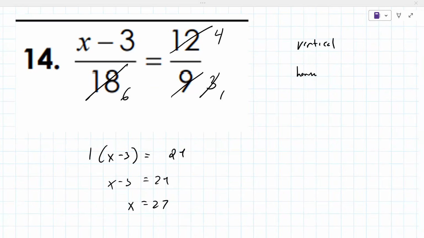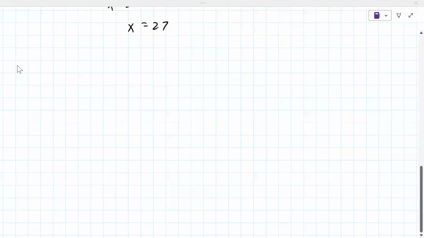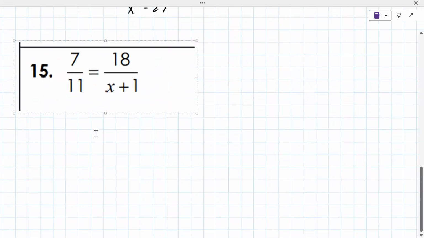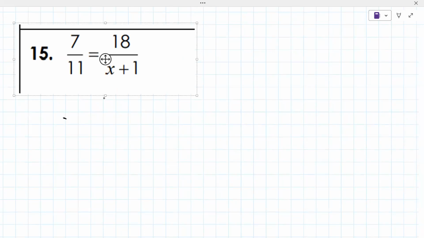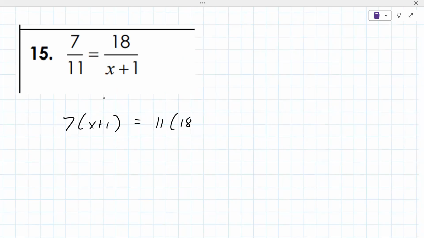Now, like problem 15, there's actually no pre-reducing that you can do. So this is when you're stuck. You just have to diagonally multiply. 7 times x plus 1 equals 11 times 18.